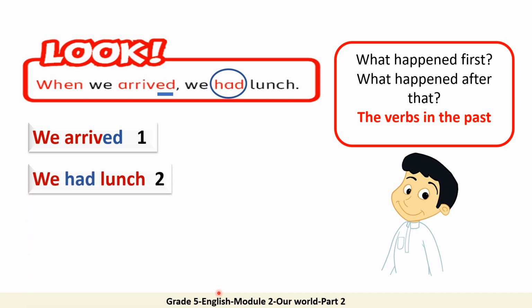So we have two actions, two sentences. But instead of saying two separate sentences, we used when to show the specific time and order of actions. The action that was completed first always follows the time expression when, like here. When we arrived, this is the action that was completed first. We had lunch, and this is the action that was completed after the first one. So, when we arrived, we should add a comma, and then we had lunch.